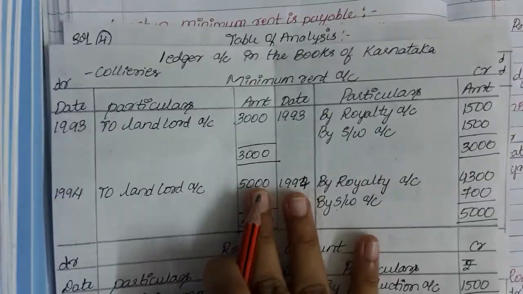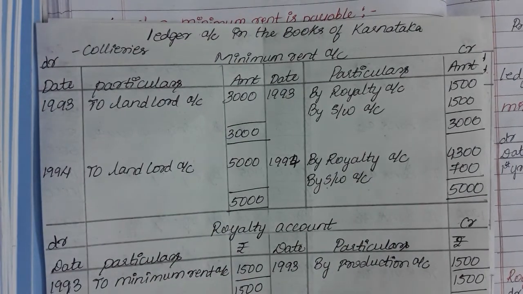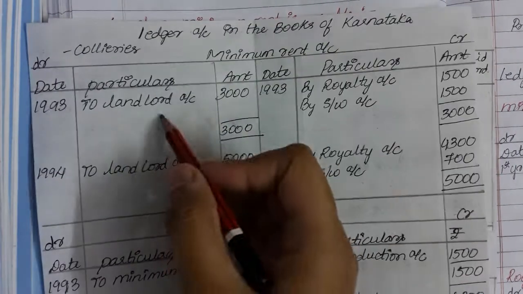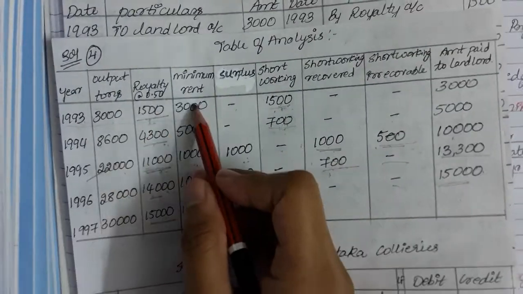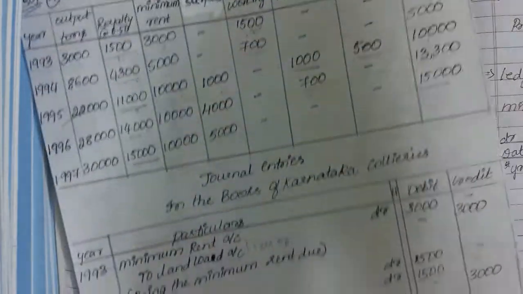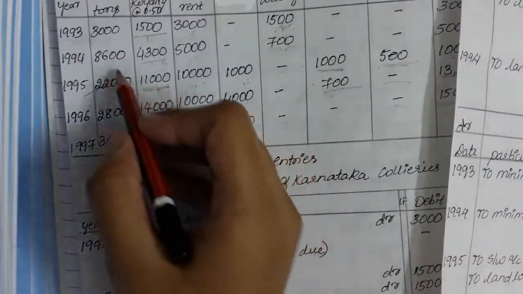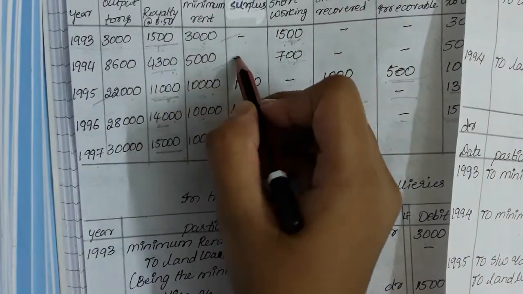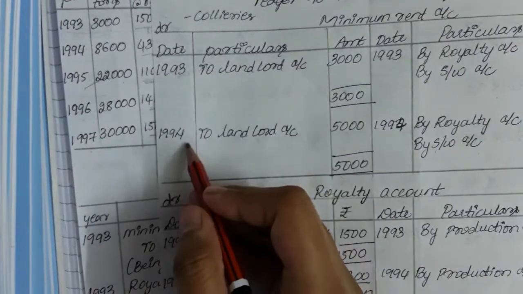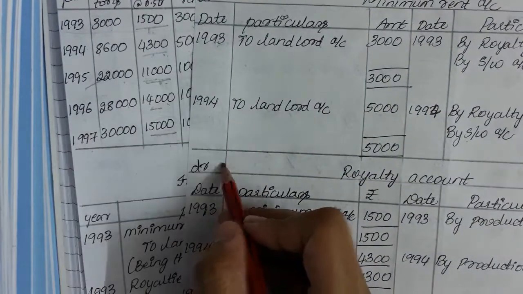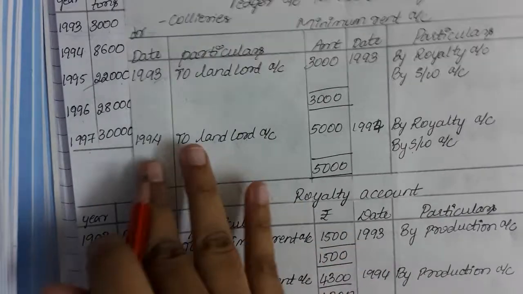You will be preparing this minimum rent account whenever the minimum rent is more than royalty. For how many years? In this question, according to this table of analysis, in the first 2 years the minimum rent is more than royalty. So the minimum rent account will be prepared for only the first 2 years. For example, if the minimum rent applies in the first year, second year and fourth year, you will be writing 1993, 1994 and 1996. Whenever the minimum rent is more than royalty, you will be passing entries.